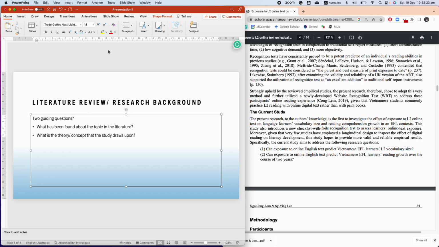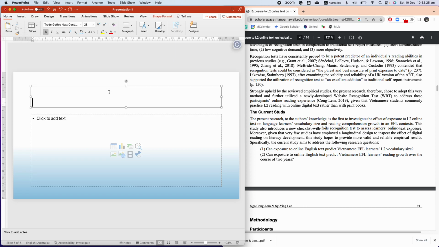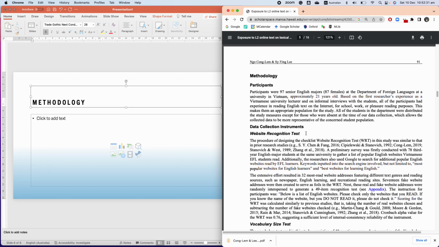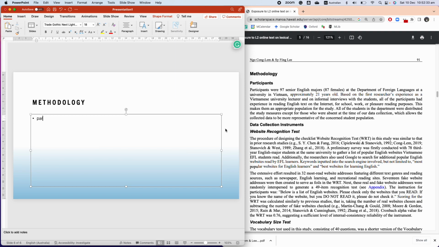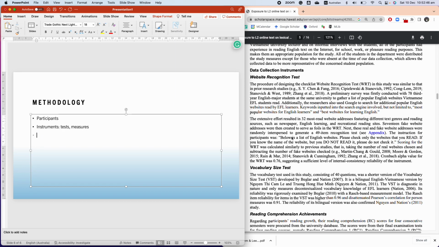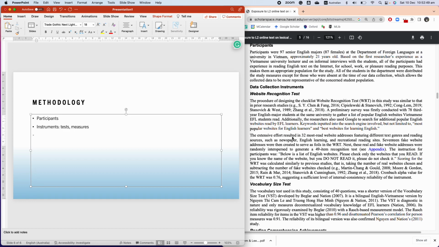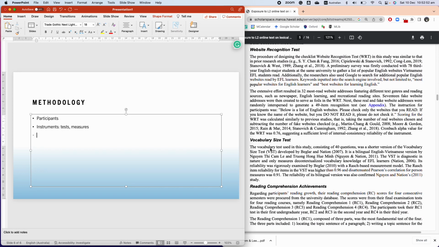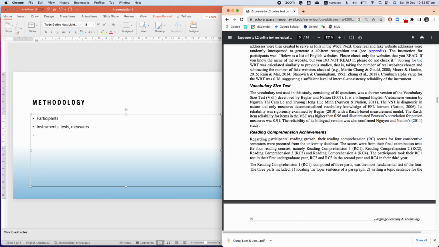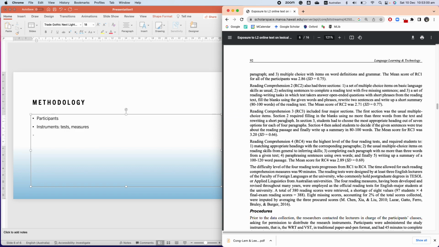Right. The next section is about the methodology. They may vary, but these are the common subsections. We want to talk about the participants. We want to talk about the instruments, and instruments can be tests or any kind of measure that you use to measure the participants' knowledge or whatever it is. In this case, I'm using word recognition tests. It is an instrument that we designed, and then a vocabulary size test, a reading test, things like that.